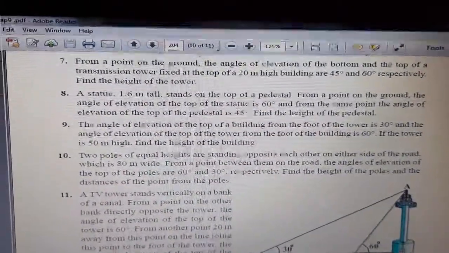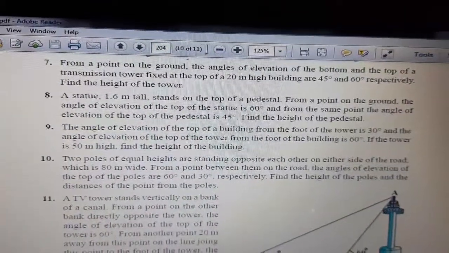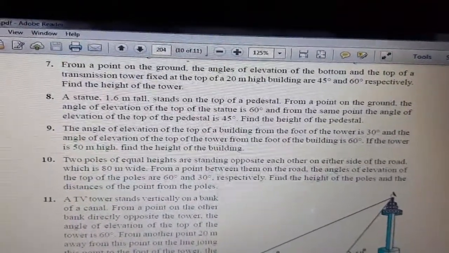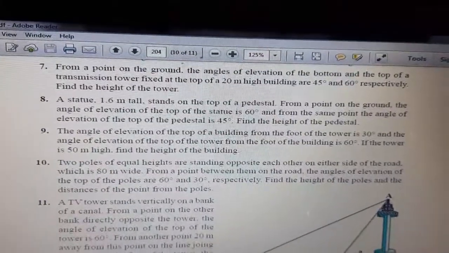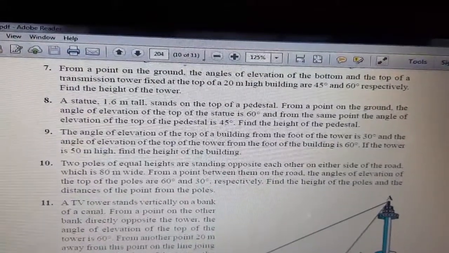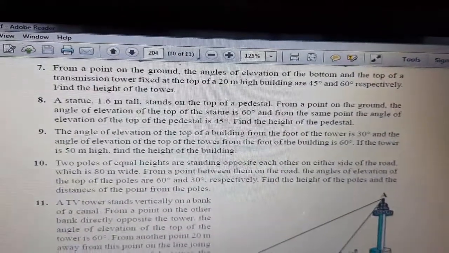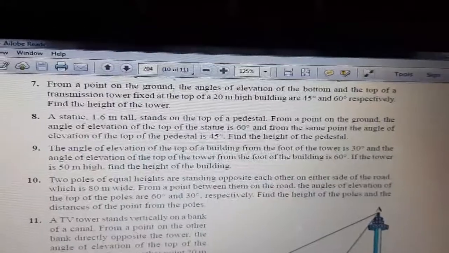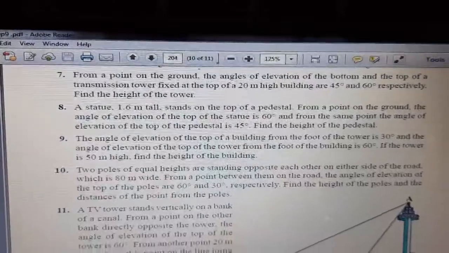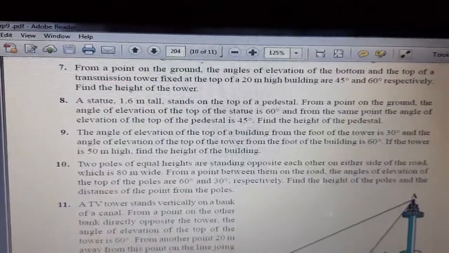So first we will understand the question. We have a pedestal. Pedestal is a kind of pole, a roadside pole, and there is a statue situated on the top of the pole or pedestal. Pedestal is a kind of pole which is located near the roads. On it there is a statue, and the height of the statue is 1.6 meter.